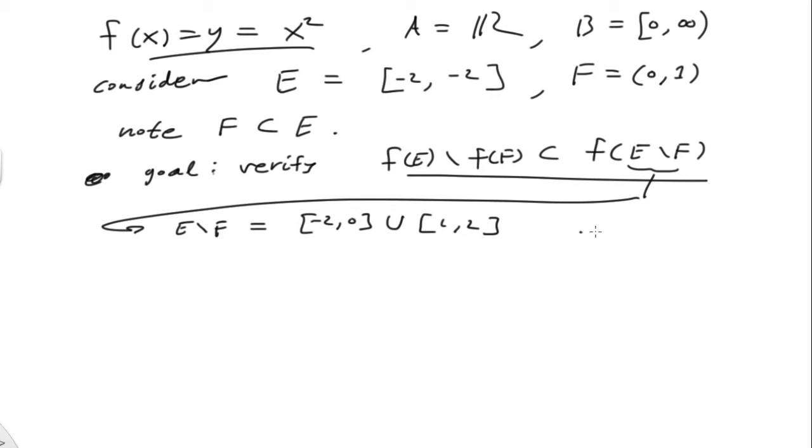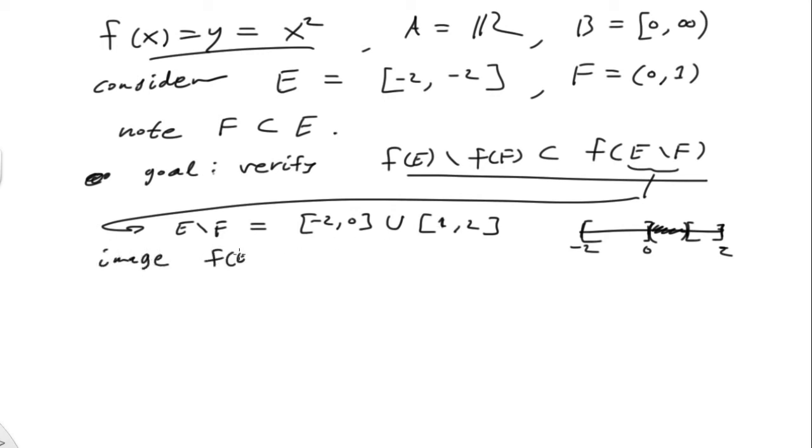Okay, and that makes sense, right? We have this interval -2 to 2, and there's 0 in there, and we're taking out this bit right here. So we're going to have this interval here and that interval there remaining. Okay. All right. So now we want to know what's the image.